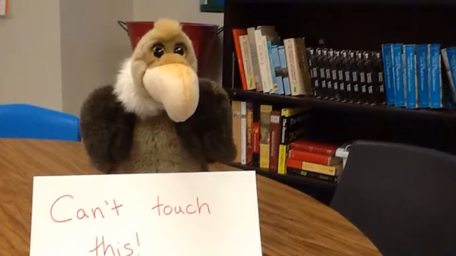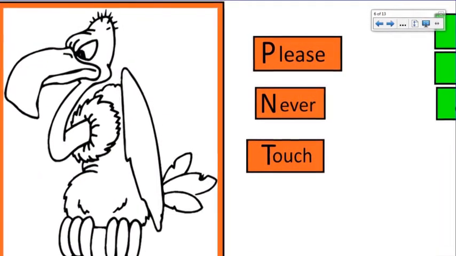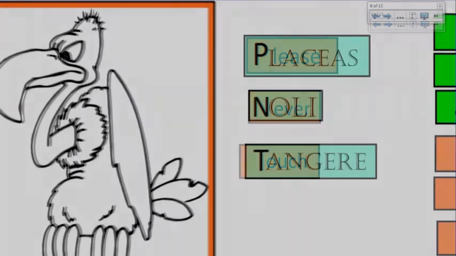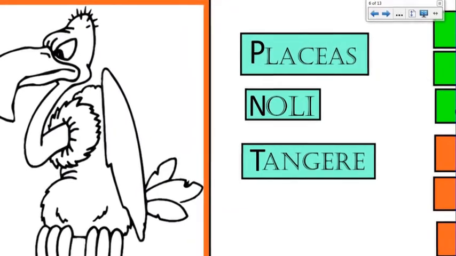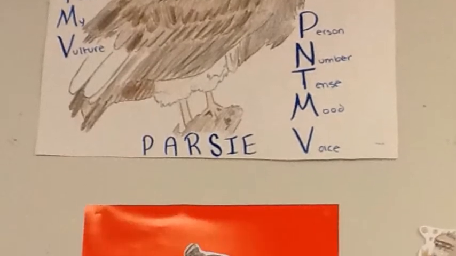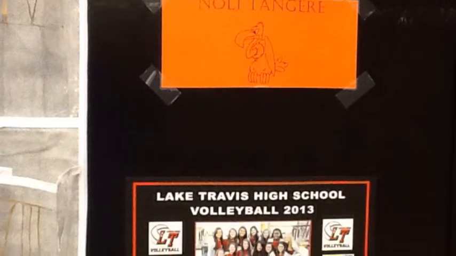Here's a picture of her, our actual vulture that you can't touch. Because P-N-T stands for person, number, and tense. Please never touch. Or in Latin, placeas noli tangere. You've seen pictures of Parsi around the classroom, like this nice poster that someone made last year. And sometimes I put it on things that I actually don't want you to touch. And here's a picture of me not touching Parsi. Kind of like that game you play with your siblings where you're like, "I'm not touching you," but your finger's really close to their face anyway.